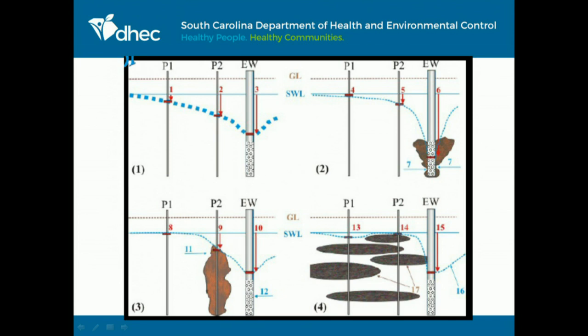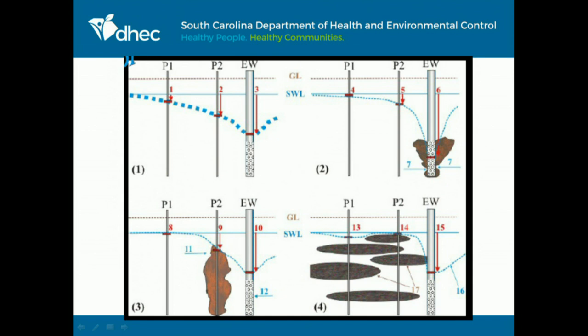The upper left-hand corner is what we would have if there was no fouling, and the blue dashed line is the water level, and P1 and P2 are water level piezometers, and EW is an extraction well. So upper left, that's what you expect to see, a nice cone of depression around the extraction well. If you have fouling right at the extraction well, which is the upper right-hand corner, you're going to have a big drop in your water levels because water is not going to be able to get into that well.